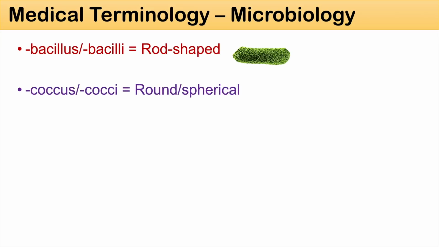The suffix coccus and its plural form cocci means that the bacteria are round and spherical. So again, we've used Staphylococcus as an example.